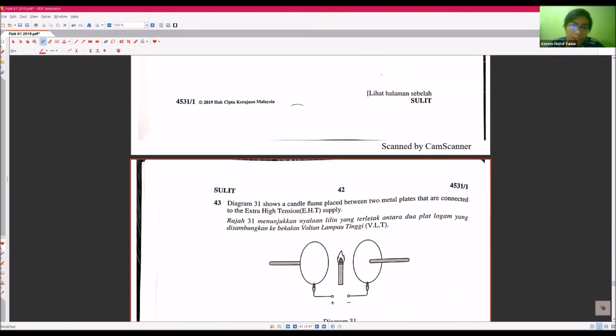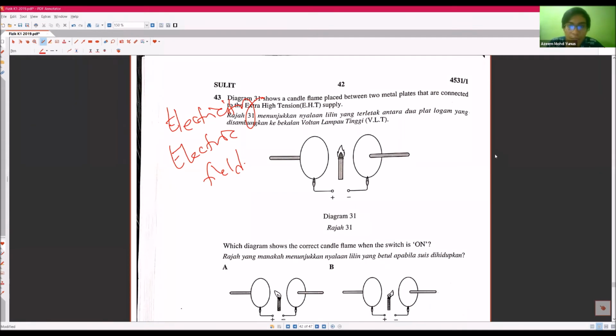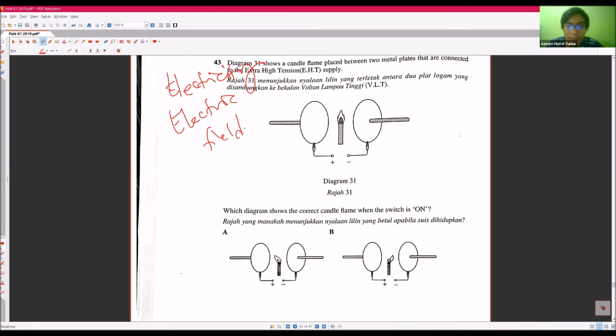Okay, 43 is electric field. I don't know why this question is here, it should be earlier, but it doesn't matter. We can still answer it anyway. Diagram 31 shows a candle flame placed between two metal plates that are connected to the extra high tension supply. Which diagram shows the correct candle flame when the switch is on?